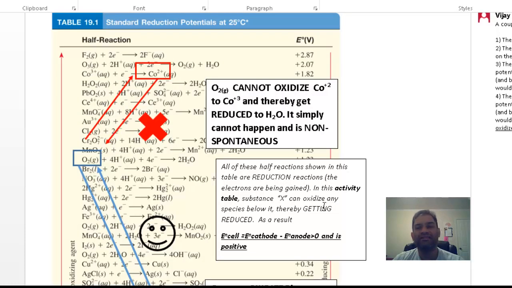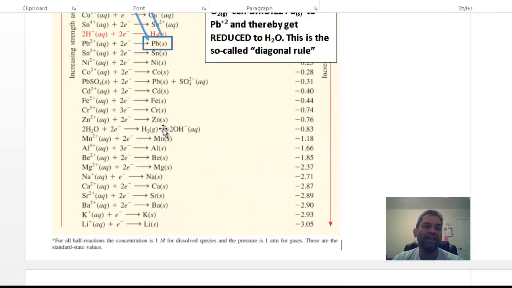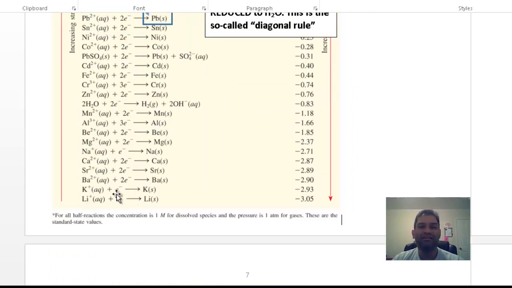Do not forget oxidizing agent and reducing agent. So we said that substances here are very good oxidizing agents because they will cause the oxidation of something. In turn, they get reduced. Scrolling down, these substances here are good reducing agents.